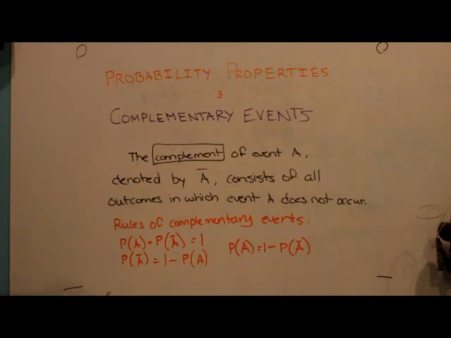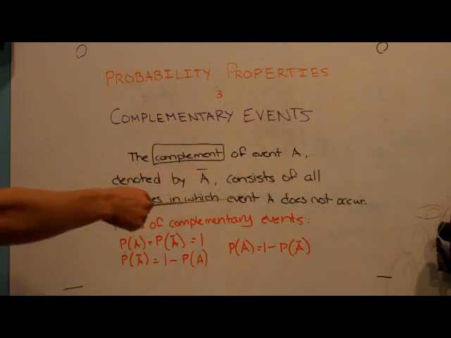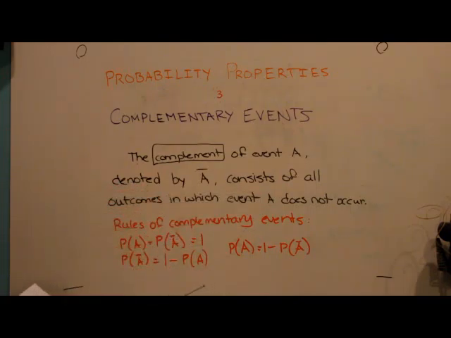Sometimes we need to find the probability that an event A does not occur. In that case, we use complementary events. The complement of event A, denoted by A naught, consists of all outcomes in which event A does not occur. And these can be simply explained by these rules here.